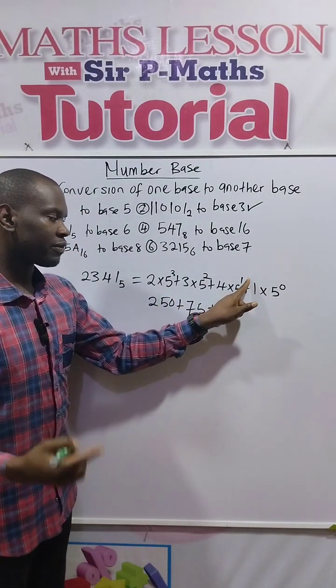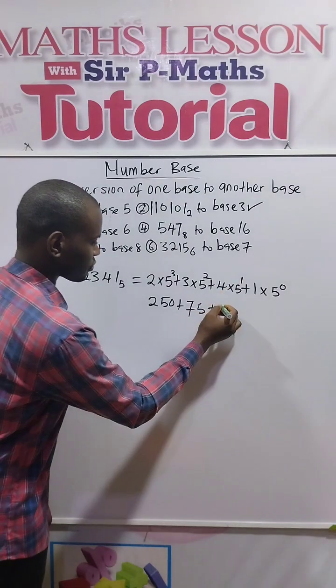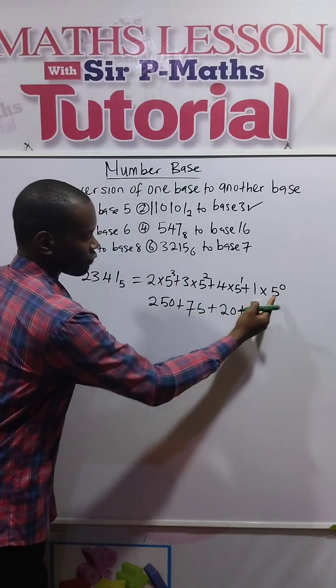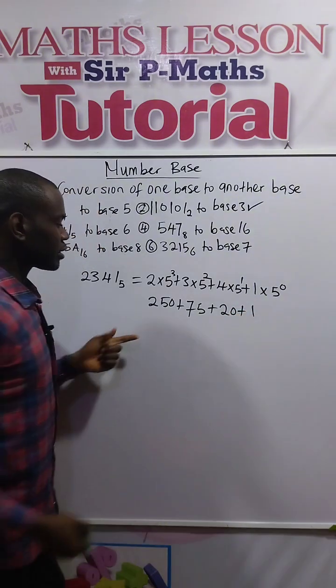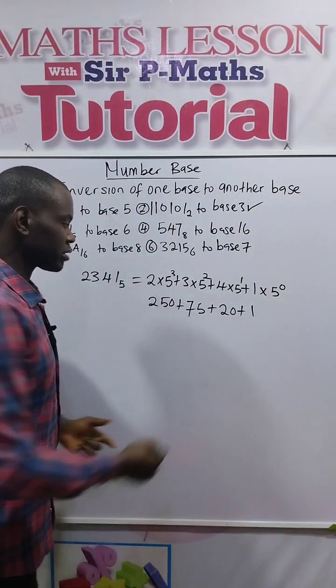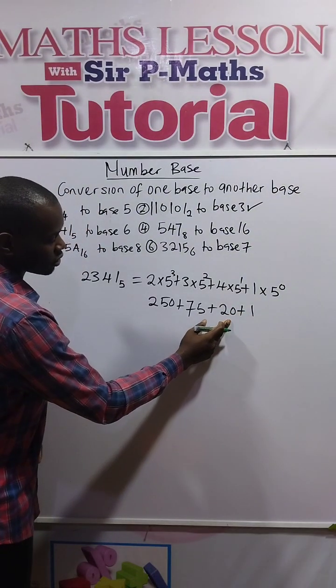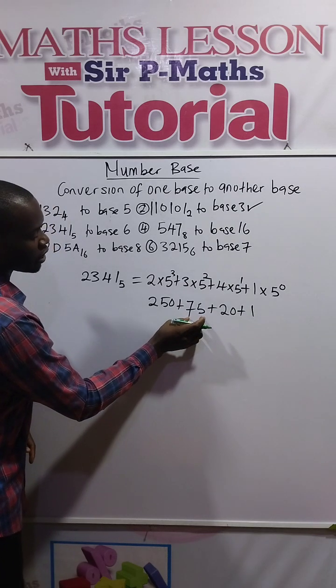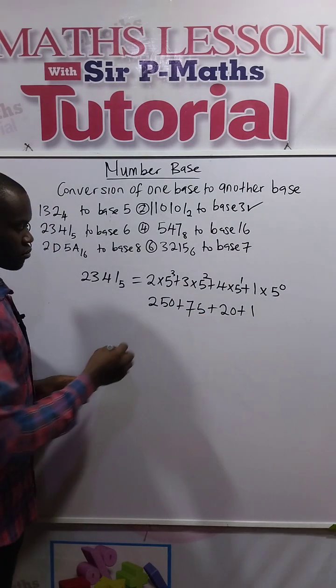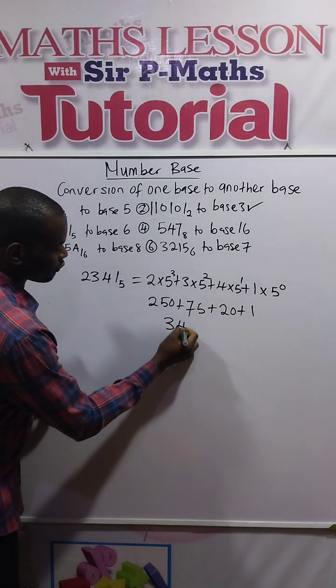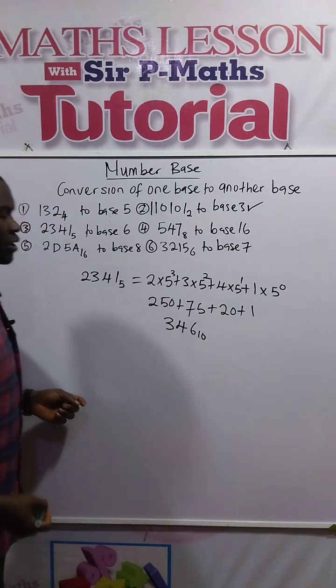5 raised to power 1 is 5. Times 4, 20. 5 raised to power 0 is 1. 1 times 1, 1. Then let's add up all the numbers. 1 plus 20 is 21. Plus here we have 96. Then 96 plus 250. We have 346, and that is in base 10.